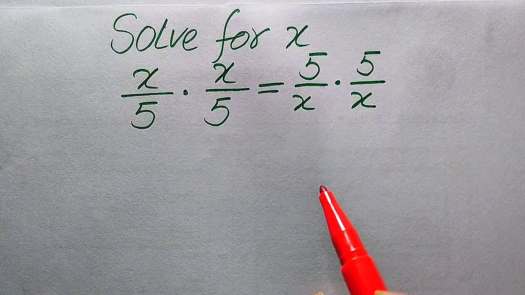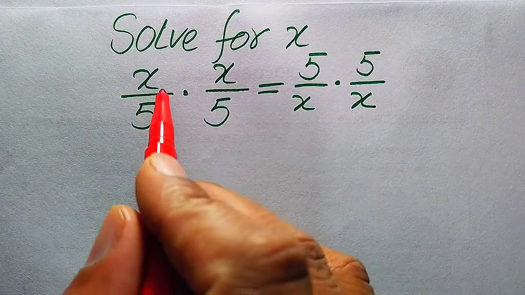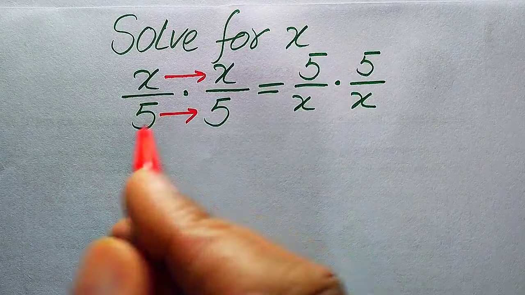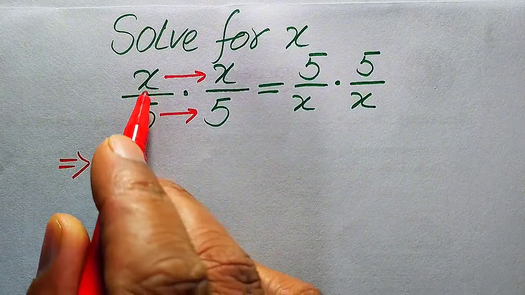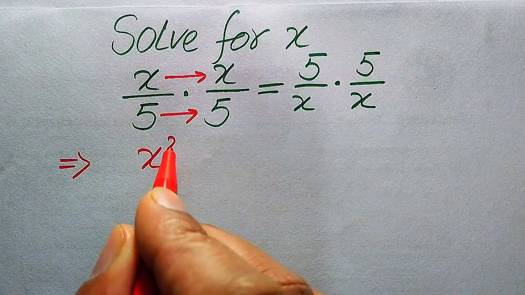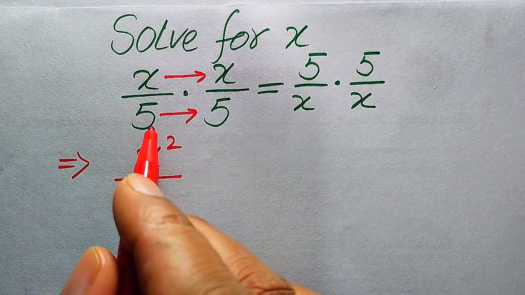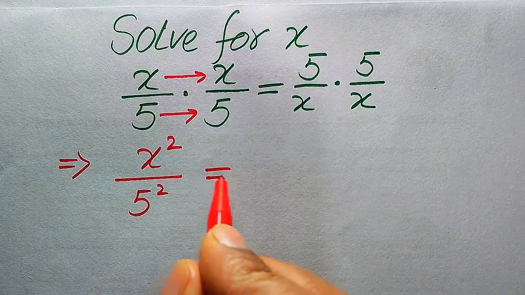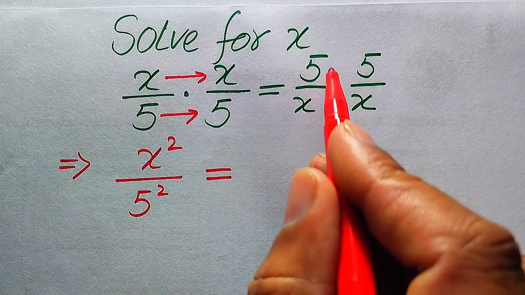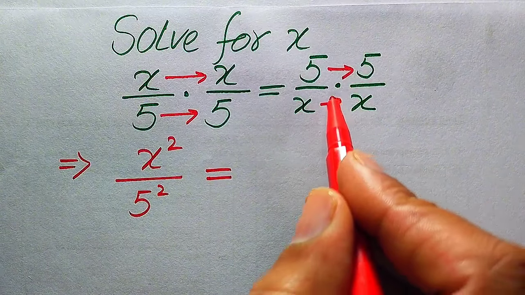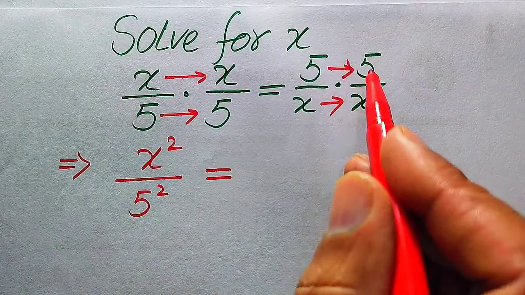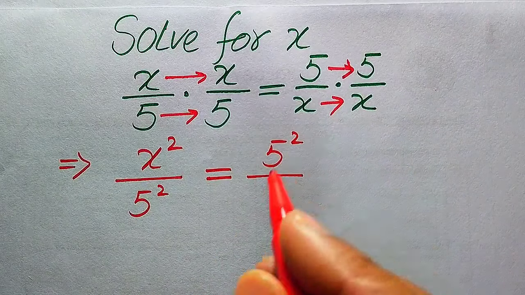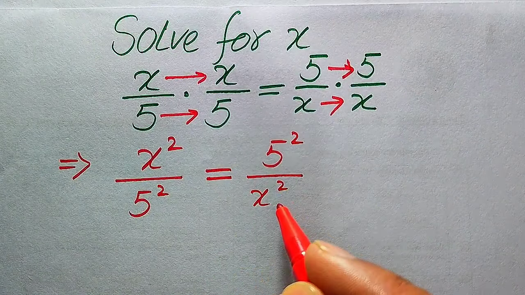So now we move towards the solution of this problem. First we multiply this x with this x, and we multiply 5 with this 5. When we multiply x with x, it becomes x square, divided by, when we multiply 5 with 5, it becomes 5 square. And this is equal to, in the same pattern, we multiply 5 with this 5 and x with this x. So 5 times 5 is 5 square, divided by x times x, which is x square.